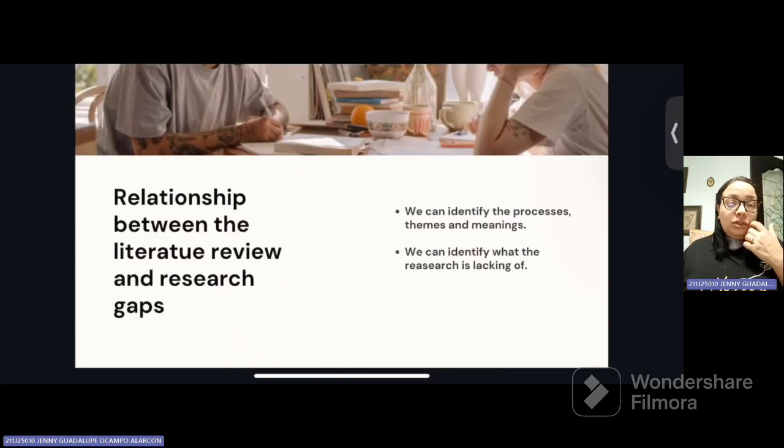Then, the relationship between the literature review and the research study. With the literature review, we can identify the processes, the themes, and the meanings, and also the variables that we may use to measure what we're going to investigate. And with the literature review, we can also identify what the research is lacking. So the more we read, the more we can identify what is missing.